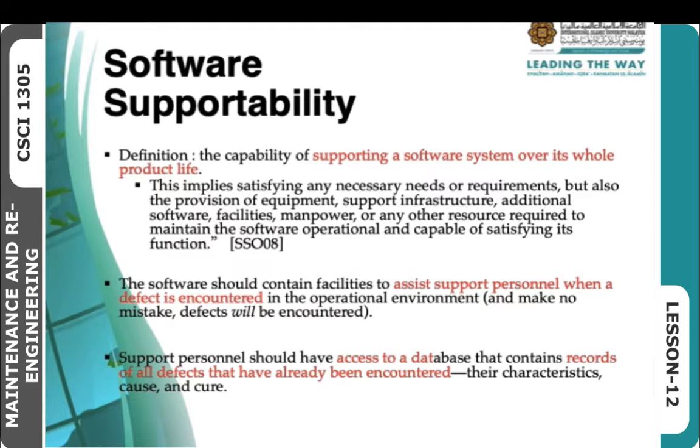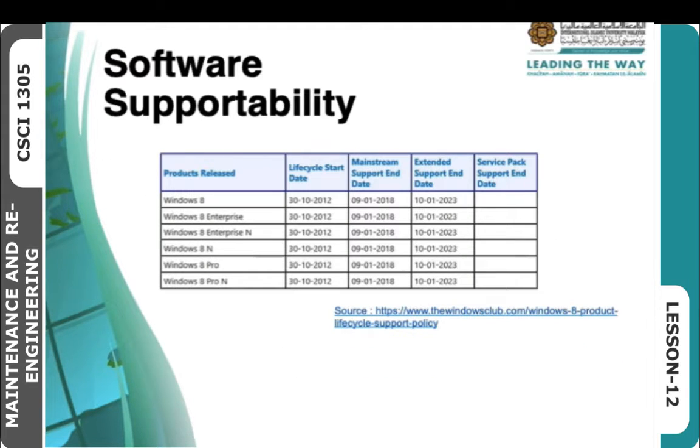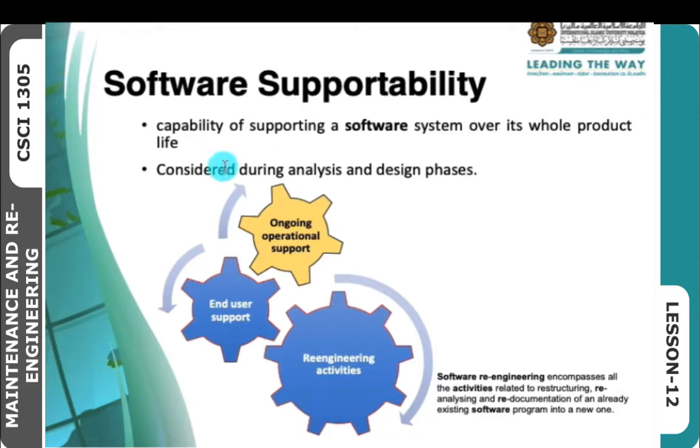This is an example of a software supportability plan. You will see the macros windows actually. Starting from the last cycle date in 2012, it should be supported until 2023. This is what it means: software support is considered during the analysis and design phase.